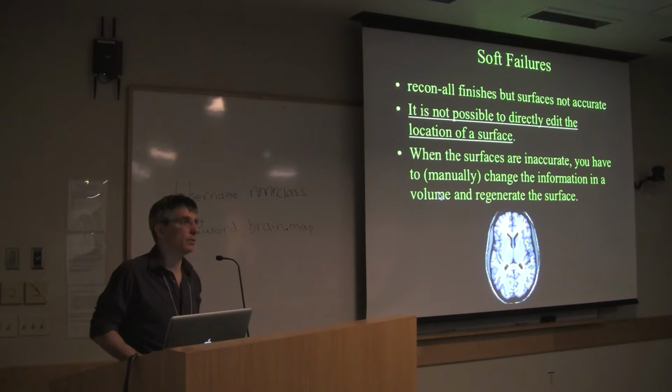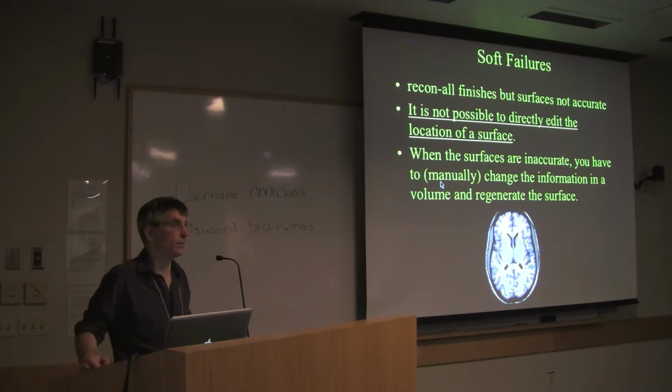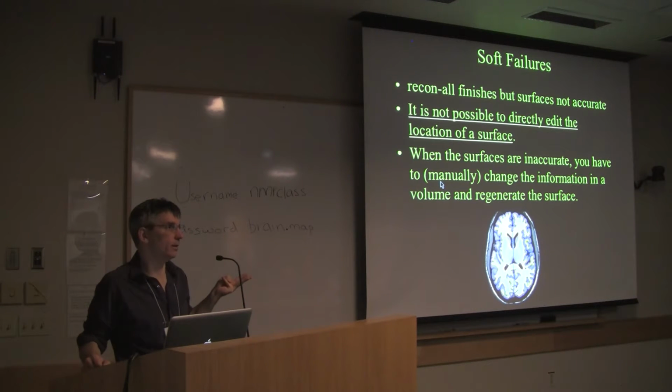But most of the time what you're going to be doing is, when the surfaces are inaccurate, you have to manually change the information inside of a volume and then regenerate the surface. So if you remember, there are basically three steps. There's intensity normalization, skull stripping, and white matter segmentation. And it's usually going to be one or a combination of those three things that are going to fail. And so all three of those are in the volume-based stream, so you're going to be editing and changing volumes and not changing surfaces themselves.